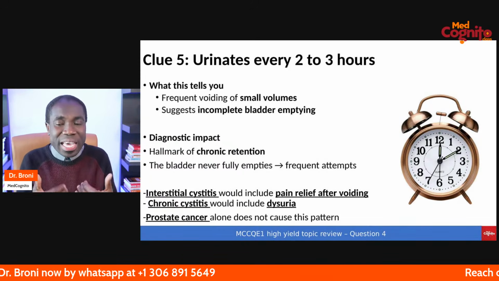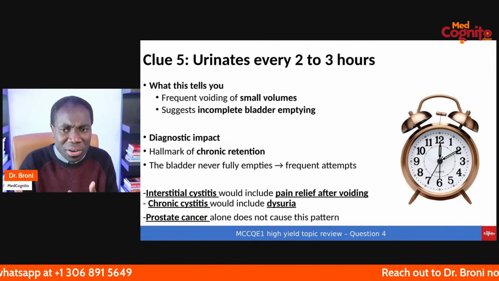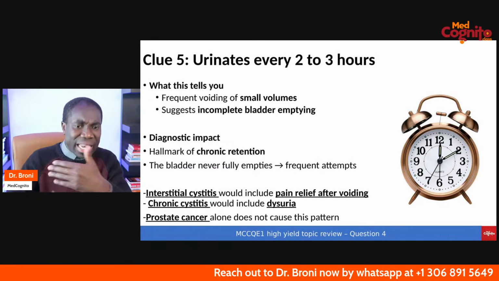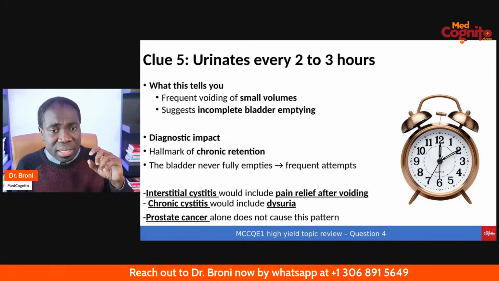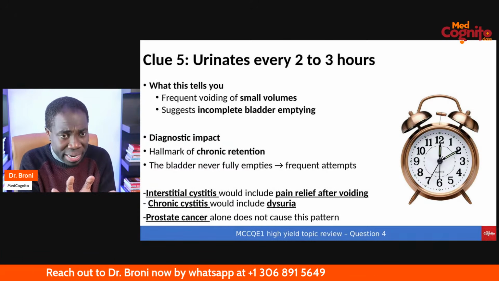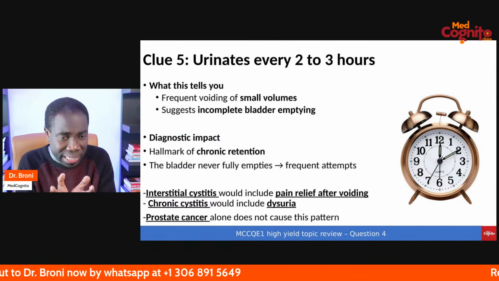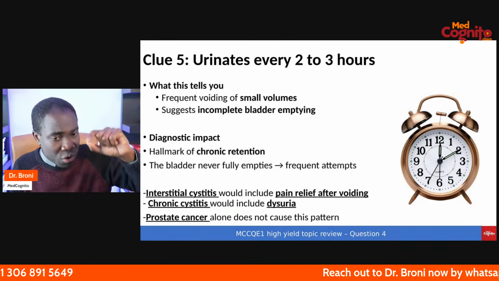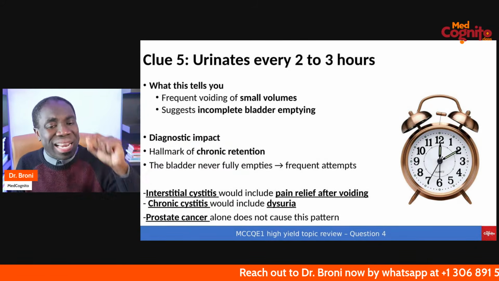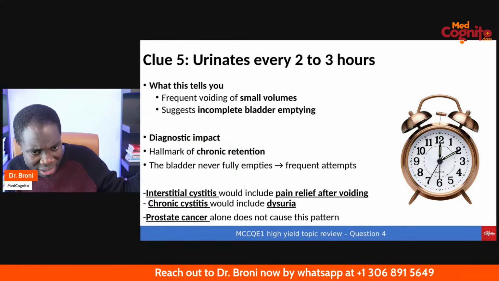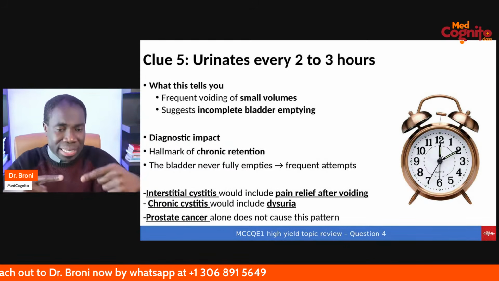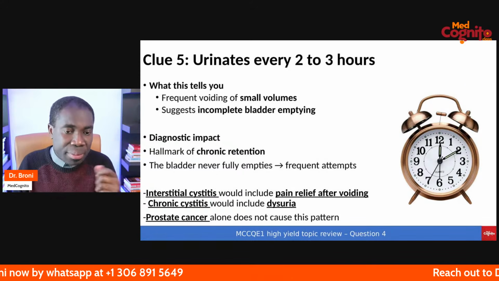So for me, if somebody has to pee a lot, but then has to go again and again and again, it tells me that the storage place, which is the bladder, is not emptied completely. So this is a typical hallmark of chronic retention. The bladder never fully empties, and this guy has to make multiple attempts in order to empty the bladder.